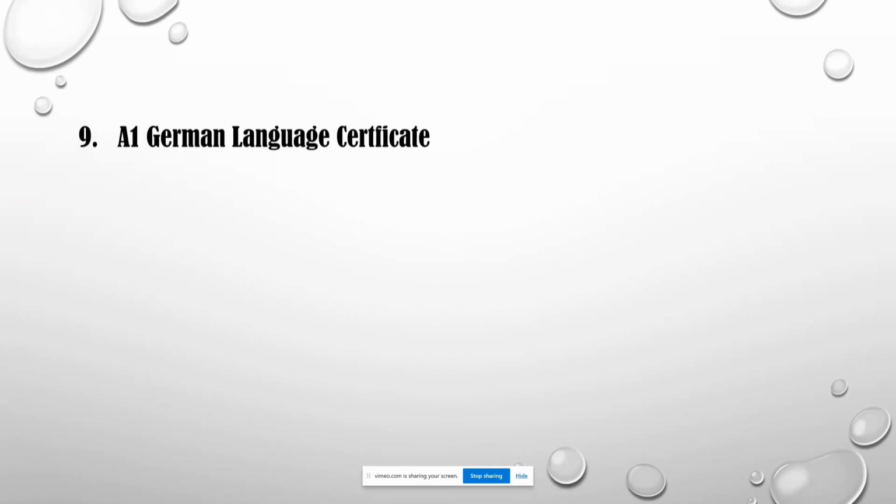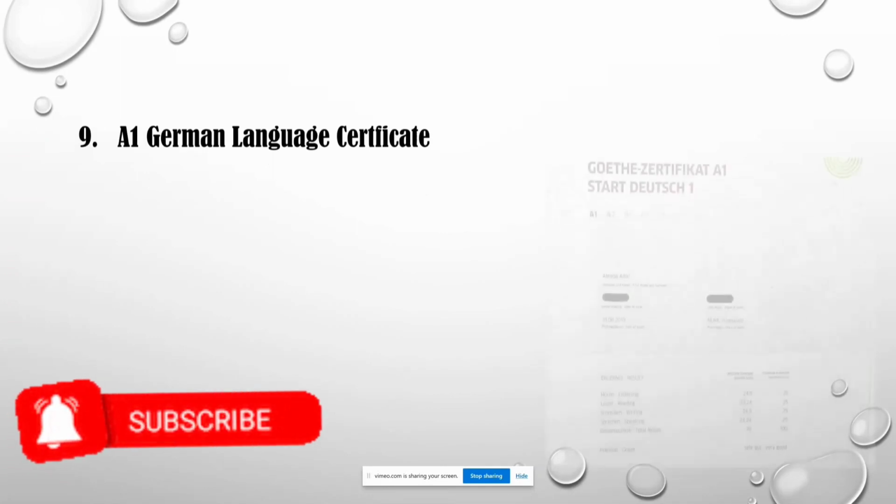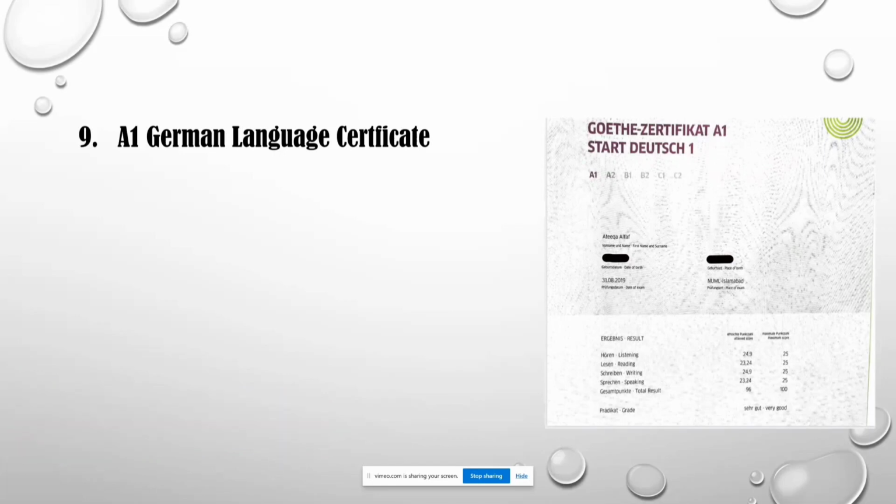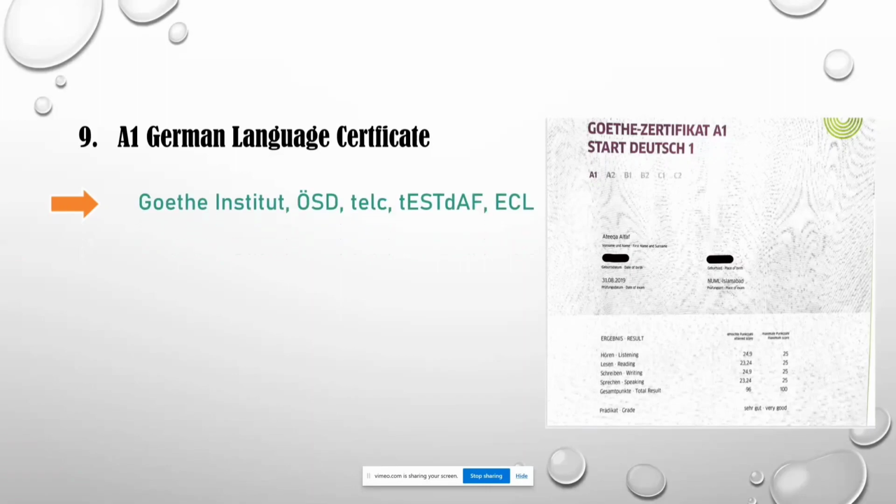And number 9 requirement is your A1 German language certificate, which is mandatory for spouse visa application. Here are the valid institutions where you can do your German language examination and have your certificate with you. We have Goethe Institute, ÖSD, TELC, TestDaF, and ECL. I think in the Philippines, we have Goethe Institute and TELC.